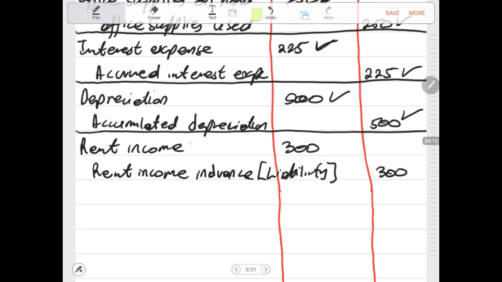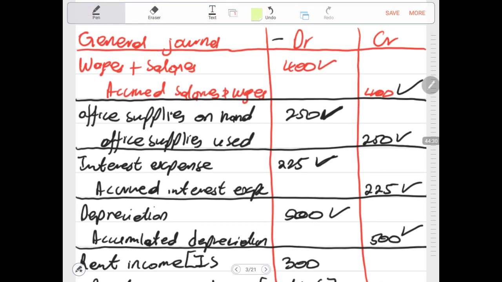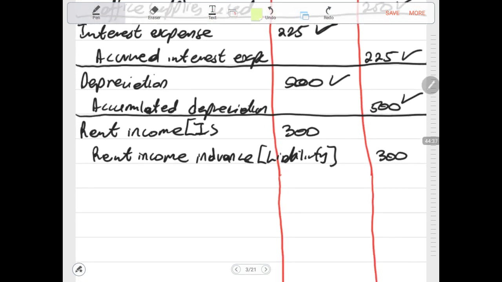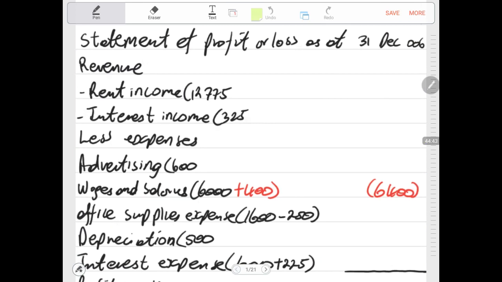So now we can identify that income received in advance is a liability. Then rent income is an income. Where do we record incomes? I'm on the debit side now. Where do we record incomes? Incomes are recorded in the income statement. So which side does income decrease? Incomes decrease on the debit side. So if incomes decrease on the debit side, and we have recorded the rent income on the debit side, that means we must reduce our rent income in the income statement by an amount of 300.